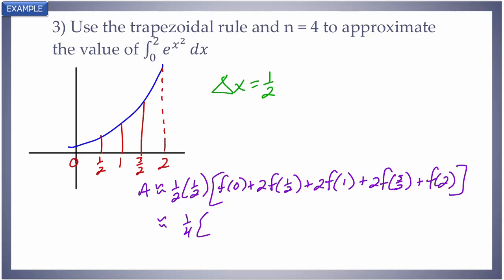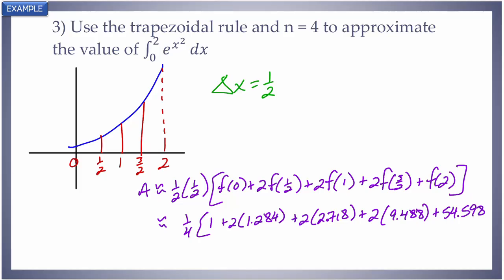And this time I've got decimals. I went to 3 decimal places. So f of 0 turned out to be 1, plus 2 times 1.284, plus 2 times 2.718. You'll recognize that as e. Plus 2 times 9.488, plus 54.598. When you add that up, you're going to get approximately 20.645 square units as the approximate area under this curve using the trapezoidal rule.